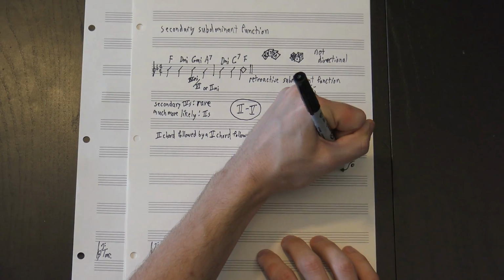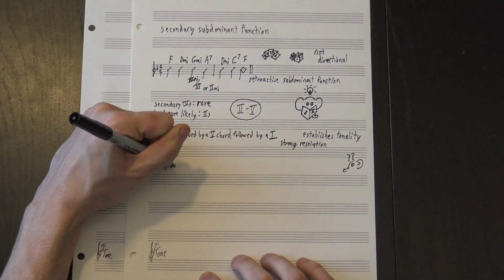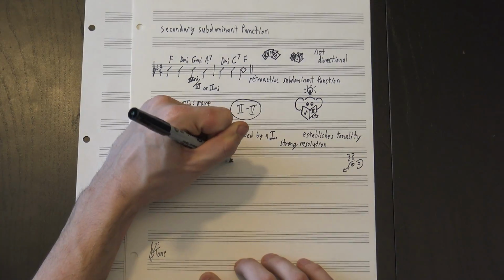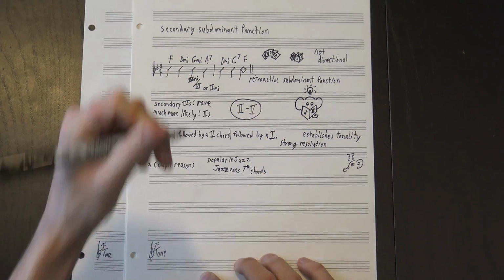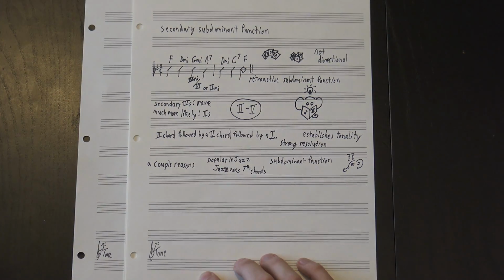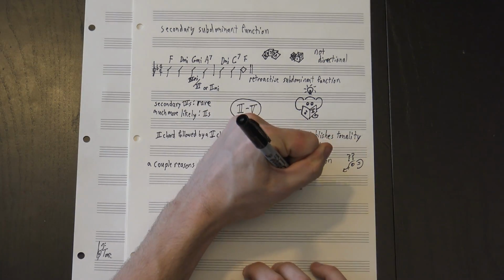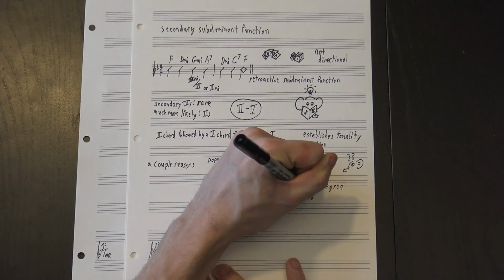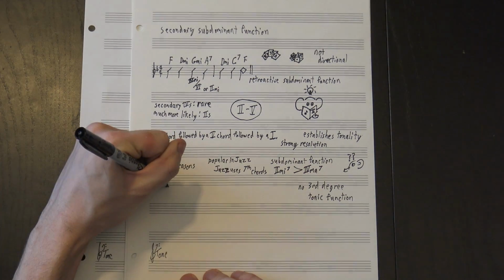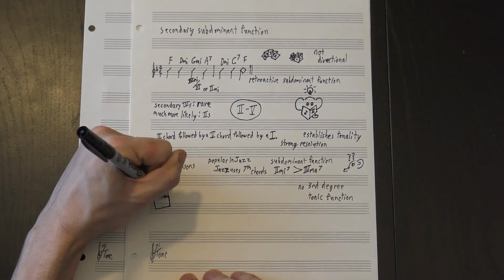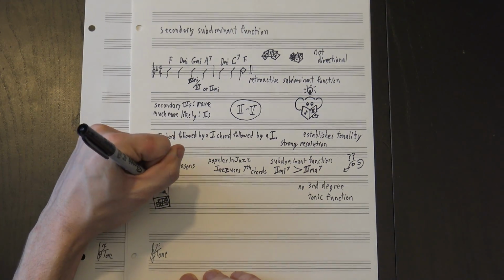So why do we prefer the 2 over the 4? Well, there are a couple reasons. The simplest answer is that these are popular in jazz. Jazz uses mostly 7th chords, and as we said in the subdominant function video, when you're using 7th chords, the 2 is a stronger subdominant sound because it doesn't contain the 3rd degree of the scale, which is a harbinger of tonic function. But this progression has been in use for hundreds of years, long predating jazz, so there has to be more to it than that.